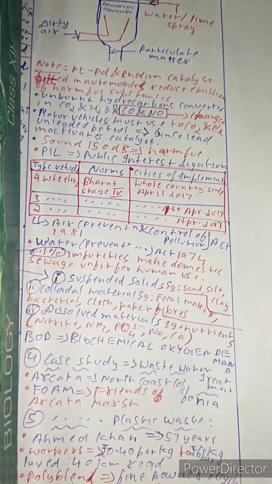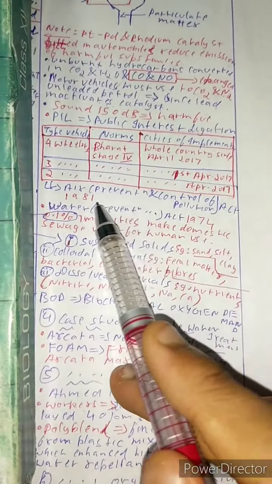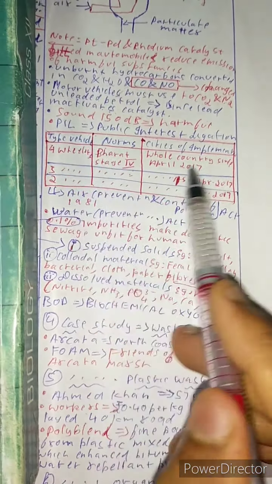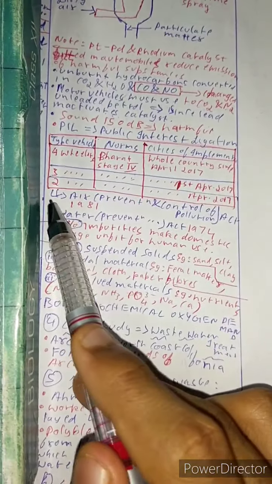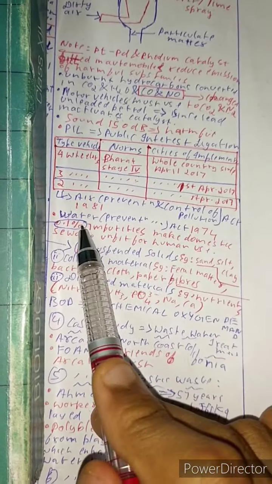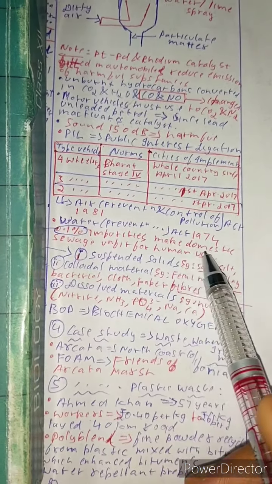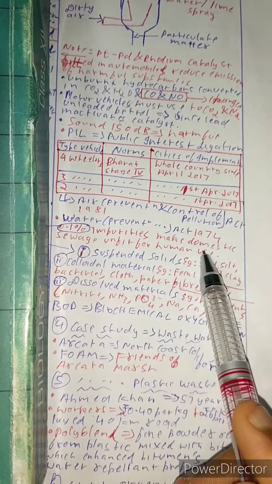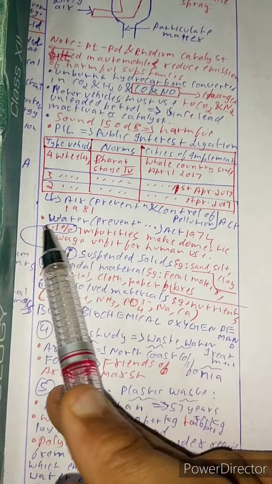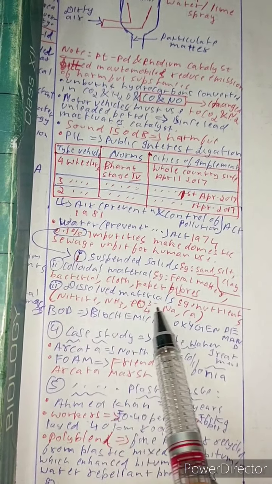And another one, the Air Prevention and Control of Pollution Act was passed in 1981. So this is related to air prevention and control. Next one, the Water Prevention and Control Act was passed in 1974, in which, according to the survey, 0.1% of impurities make domestic sewage unfit for human use. Those 0.1% include suspended solids, colloidal material and dissolved materials.